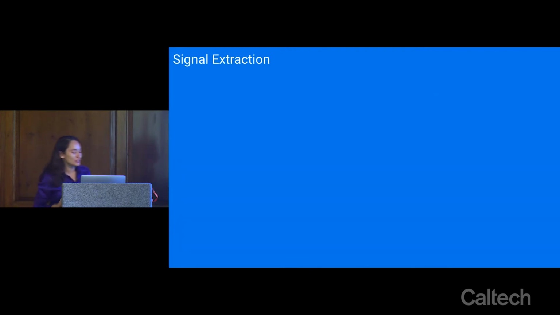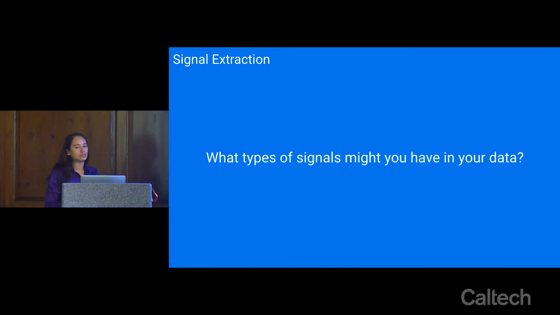Okay, the next one is signal extraction. And so here, I want to ask, what types of signals might you have in your data that you do not want in your data? Noise. Okay, good. Noise. That's kind of vague. Blinking. Okay, blinking. EMG, okay. EMG, ECG, all right. So far we have blinking, EMG, ECG.